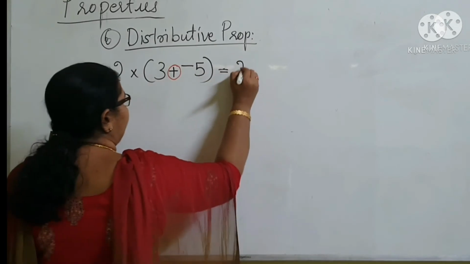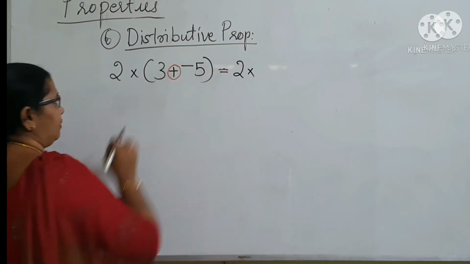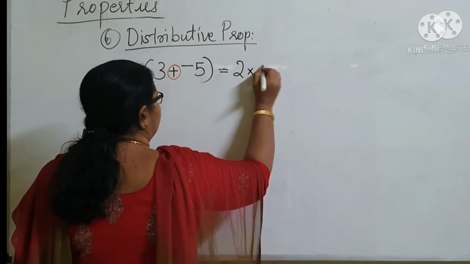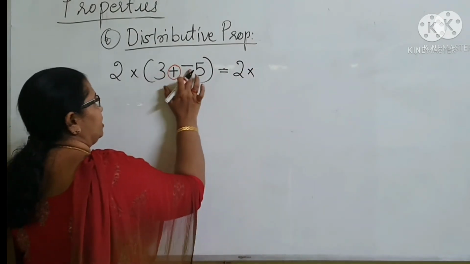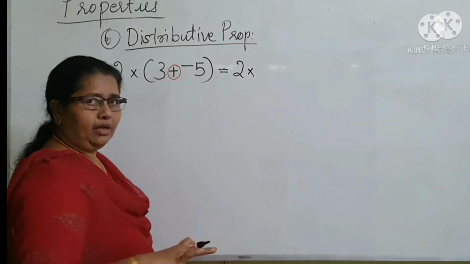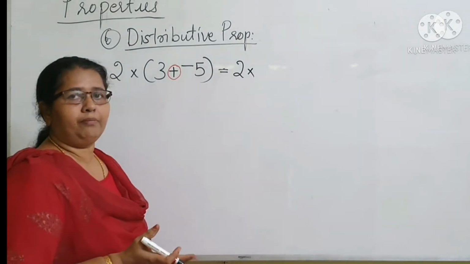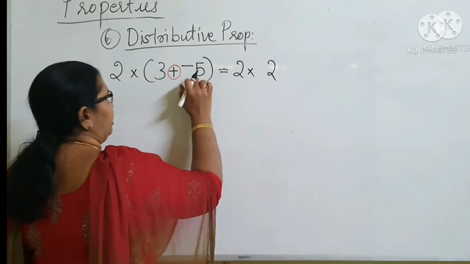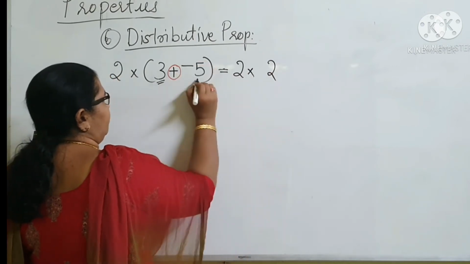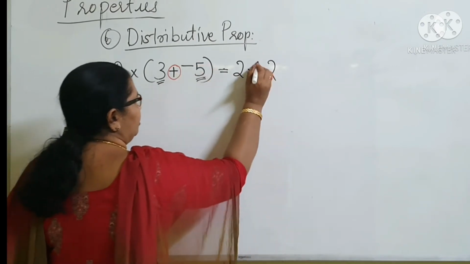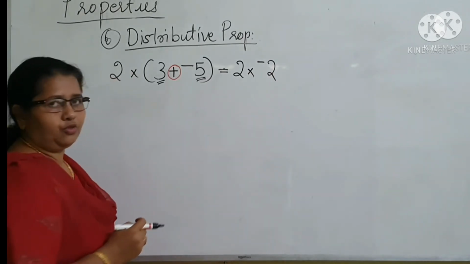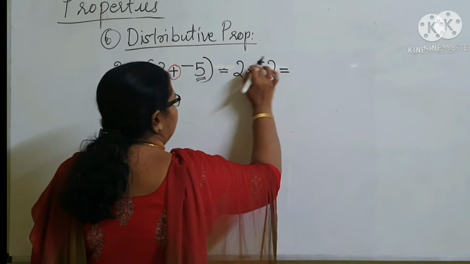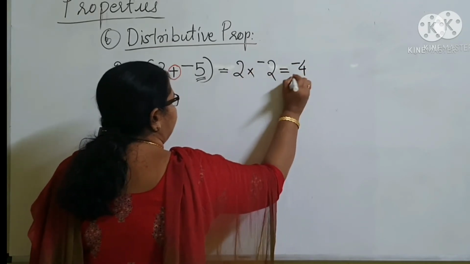First do the operations in the bracket. 2 into, what is 3 plus negative 5? This is positive and this is negative, so subtract them and place the sign of the bigger integer. 5 minus 3 is 2. 5 is greater than 3, so the sum is negative 2. Then 2 into negative 2 is, positive into negative is negative 4.